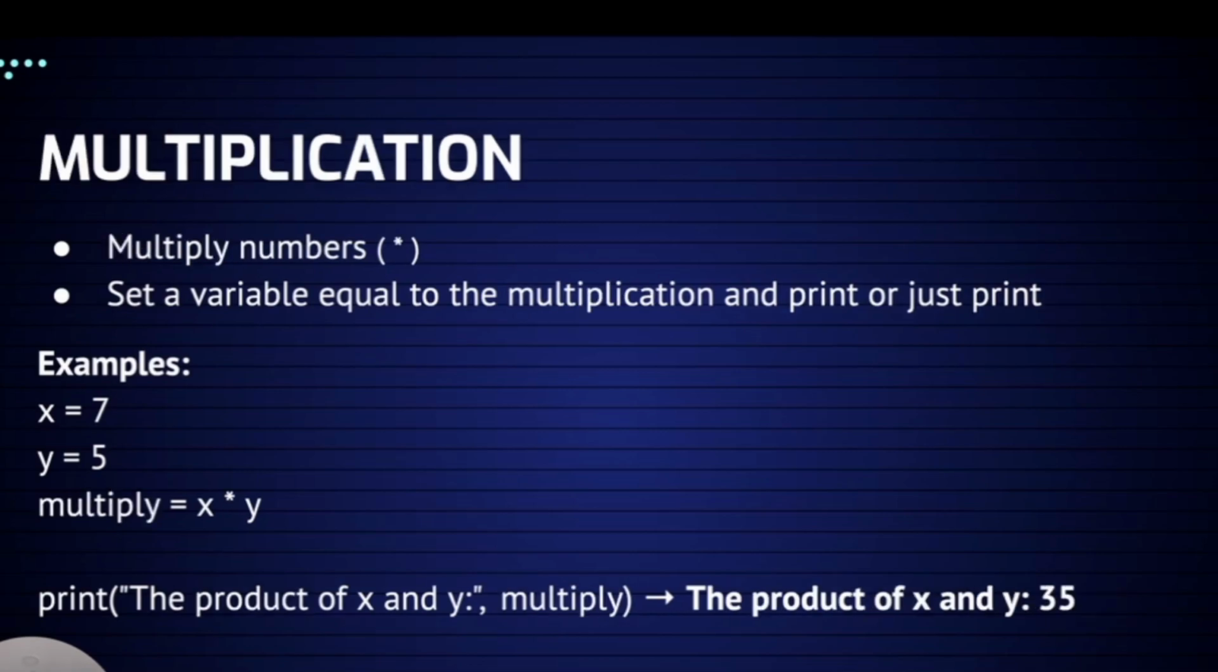For multiplication, we're using the asterisk, and we're doing the same thing. We're using a variable to print it, or we can just normally print it. If we stored the multiplication of 7 and 5 in the multiply variable and printed the multiply variable, we would get 35. Or we could just do the multiplication right in the print statement using the little asterisk to do 8 times 3 in the example and get 24.